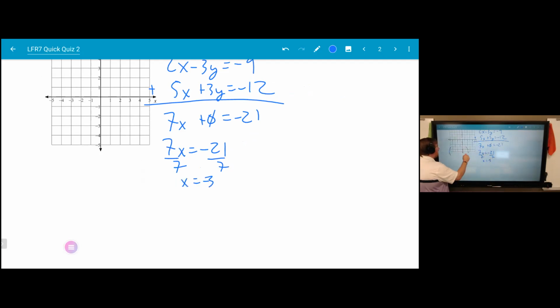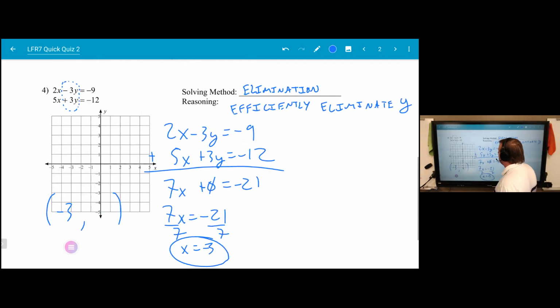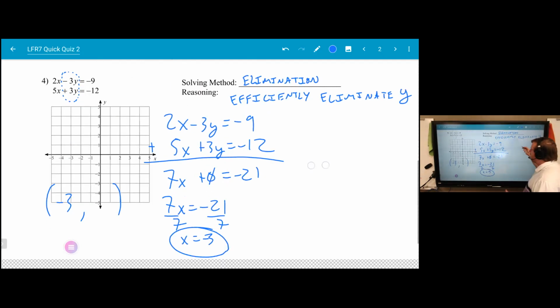So these two lines cross when x is negative 3, but what don't we know? You are correct. Microwave in the back. We don't know the y. So what we've got to do here is plug this back in and solve. It doesn't matter which equation we use. I'm going to use the first one.